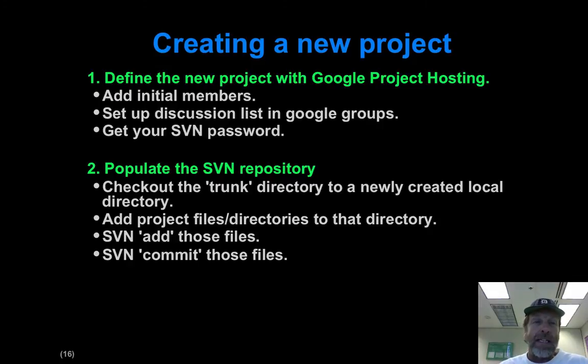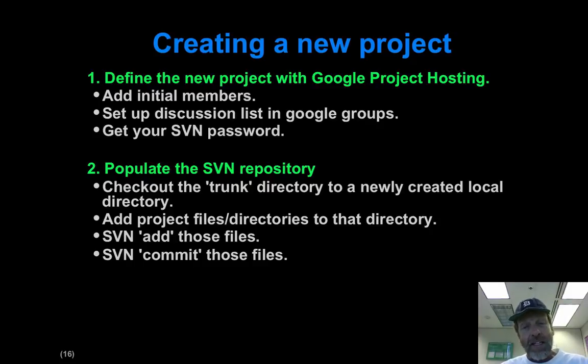Create a new project, not that much harder. You have to define the new project, add the initial members. Optional thing you can do is set up a discussion list in Google Groups. Find your Subversion password, which is located in the settings for your account. Then you have to populate the Subversion repository, and the easiest way I found to do that is to check out the trunk directory, which is empty, of your newly created Google Project Hosting project. Check out the empty trunk directory to a newly created local directory. Add your initial set of project files to that directory.